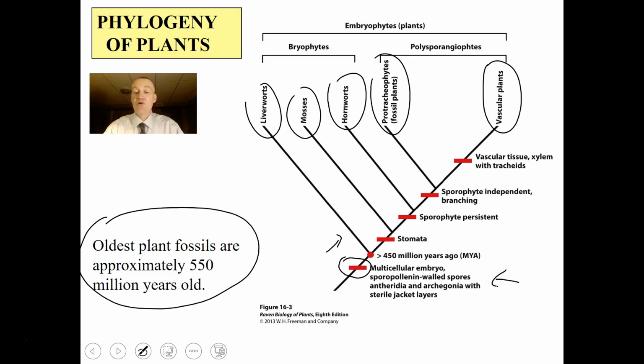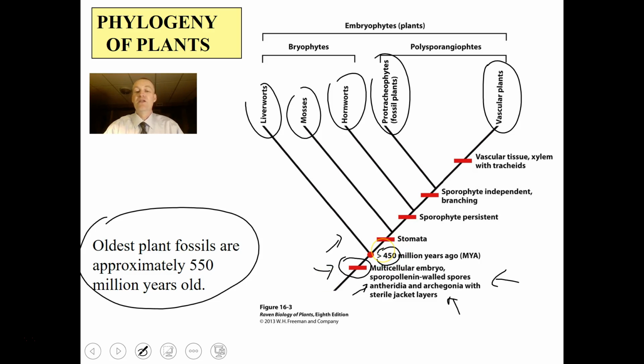They have male parts and female parts. The antheridia is the male part that produces sperm, and the archegonia are going to be the female parts that produce eggs. So all of these creatures above that particular point right there are going to have those characteristics.